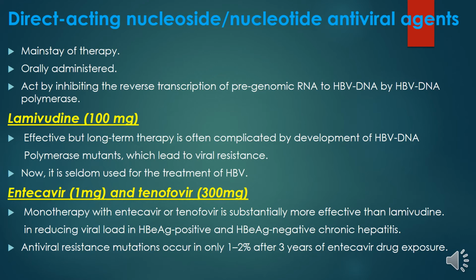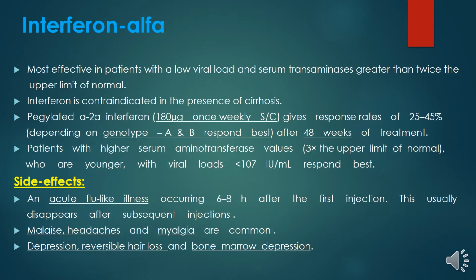Lamivudine 100 milligram is effective, but long-term therapy causes hepatitis B virus DNA polymerase mutants, leading to viral resistance. So it is seldom used. Entecavir 1 milligram and tenofovir 300 milligram orally per day are substantially more effective than lamivudine in reducing the viral load in hepatitis B antigen positive and B antigen negative chronic hepatitis. Antiviral resistance is only 1 to 2% after 3 years of entecavir exposure.